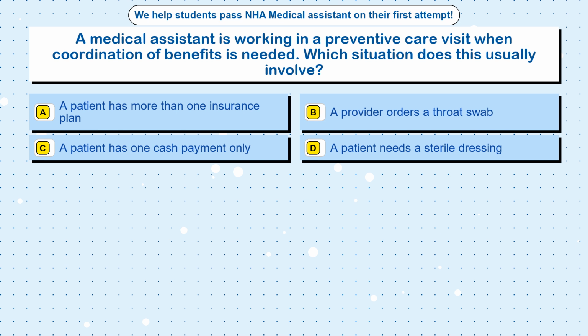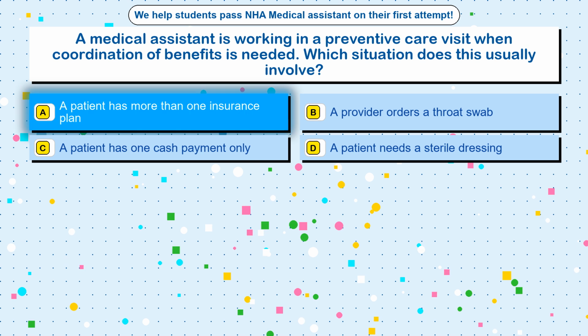A patient has more than one insurance plan. Option B. A provider orders a throat swab. Option C. A patient has one cash payment only. Option D. A patient needs a sterile dressing. The correct answer is option A.